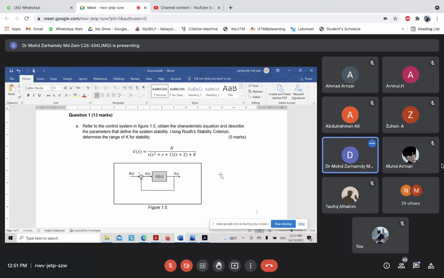Siap Taufik? Lim? Belum, tengah buat. Abdul Rahman? Yes, doctor. Yeah, you don't want 3 mark extra? Yeah. Yes. Finish? I'm sorry.